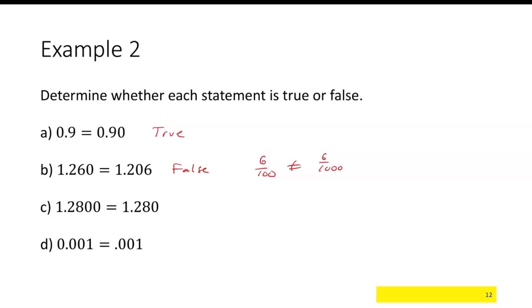1 and 2,810 ten-thousandths compared to 1 and 281 thousandths. Again, adding extra zeros or removing zeros at the end of a decimal doesn't change anything. So this is true. Likewise, the number on the left is read as thousandths. The number on the right is read as thousandths. This is the same. That 0 at the very beginning is optional. It doesn't affect the value.